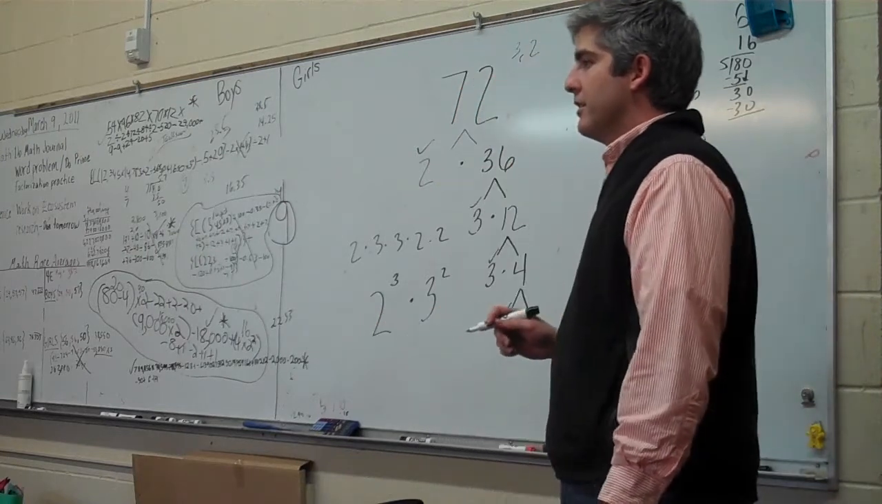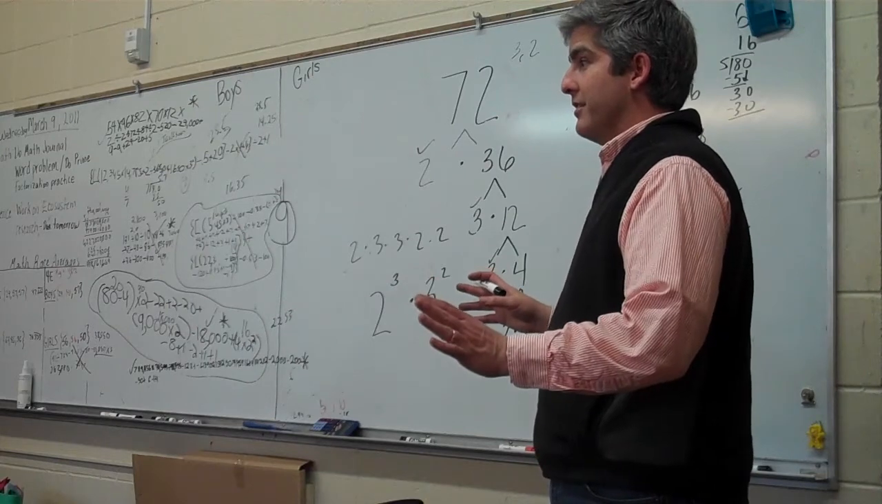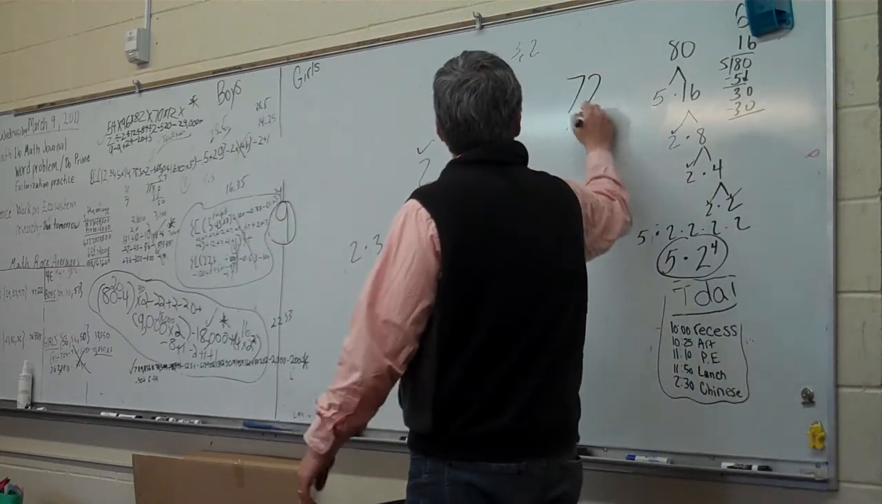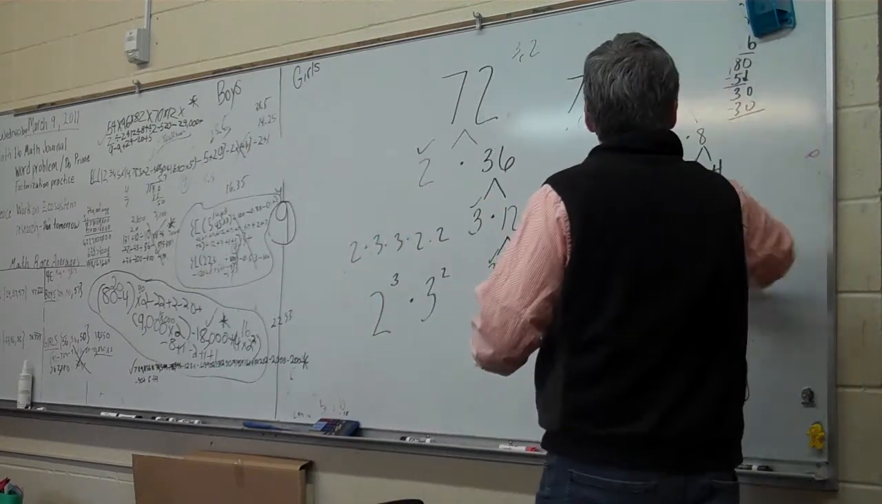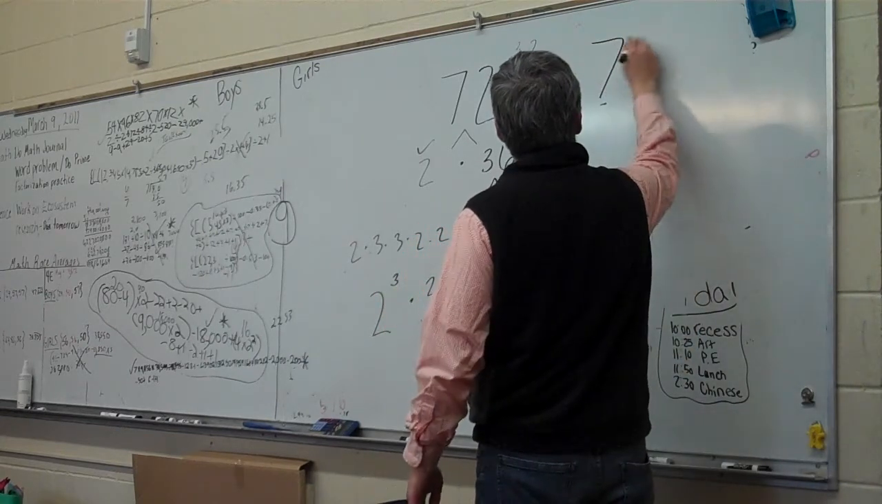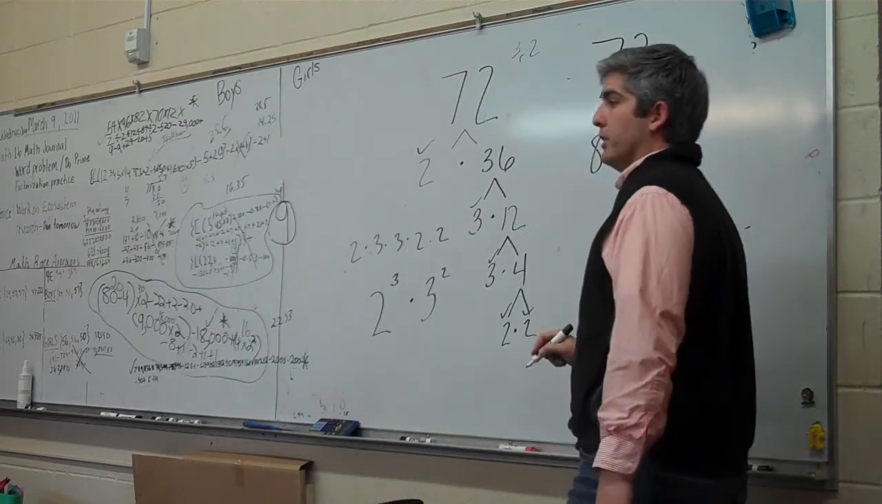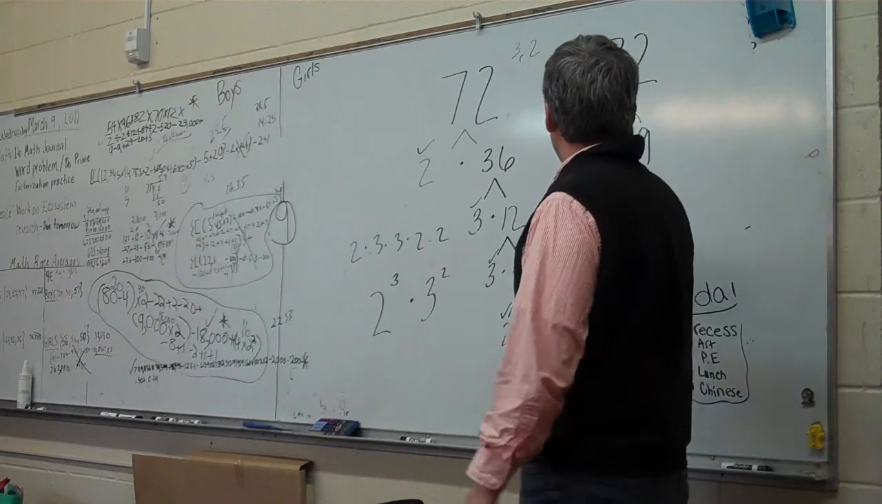Yes, Joshua? Don't we have like 8 and 9? You totally could have, if you wanted to. But it's going to take you probably just as many steps. Joshua asked a very good question, could we have done it with 8 and 9 starting from 72? Absolutely. Neither one of those is prime, right? So we have to break them both down.